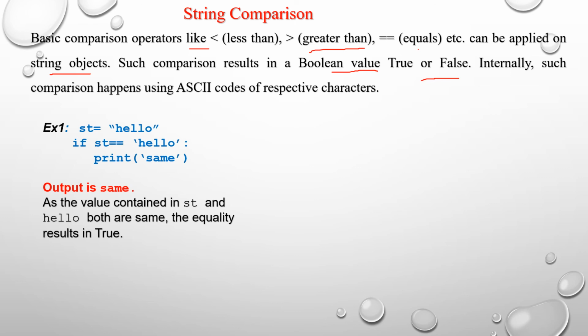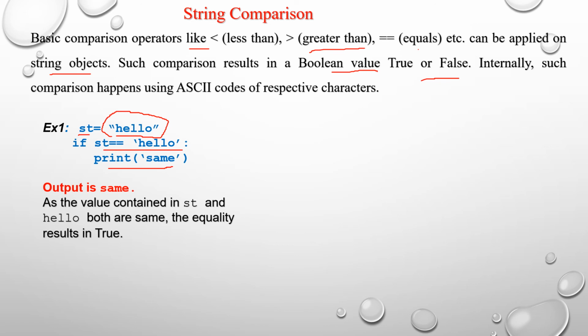For example, take st equal to "hello". Here st is the variable name, and hello is the string, so within double quotes we write hello. After that we declare one condition: if st double equal to "hello", we are going to print same. Here the number of characters in hello is 5, and in the string the number of characters is 5. So this condition is true.